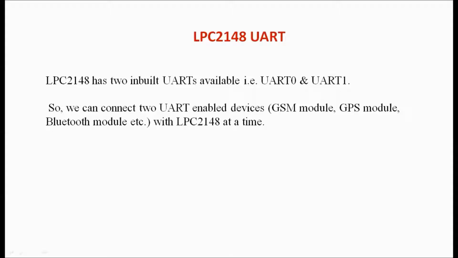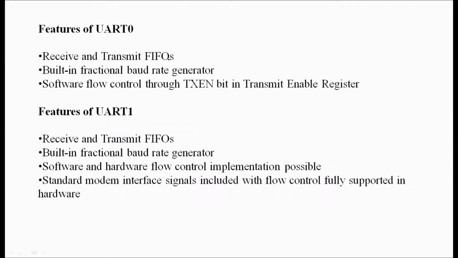In LPC2148, it has two inbuilt UART blocks, that is UART 0 and UART 1. So we can connect two UART enabled devices to these two blocks. Generally this is used to interface GSM module, GPS module, Bluetooth module, where we want to perform communication through the UART block. That means we want to perform serial communication. So two UART blocks are available here. This you have to remember.